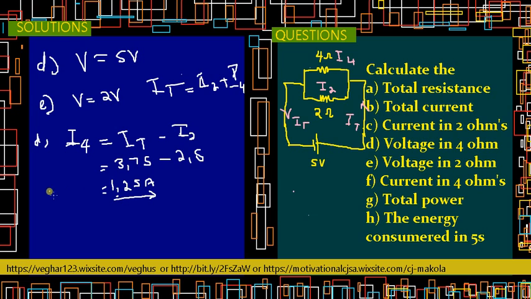So let's check number E, voltage in 2 ohms. The voltage is the same in a parallel resistor, so it will be equal to 5. But the current, as you can see, divides, that's why we did it like this. These resistors are in parallel.